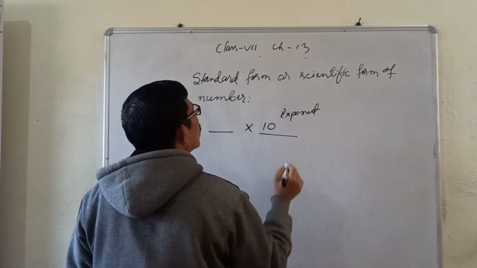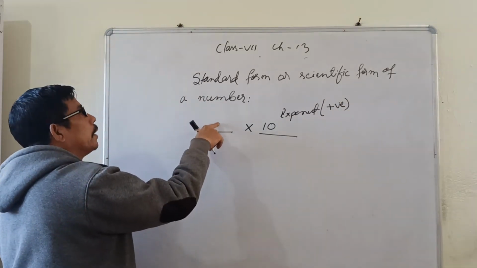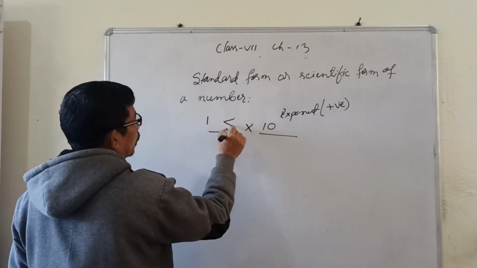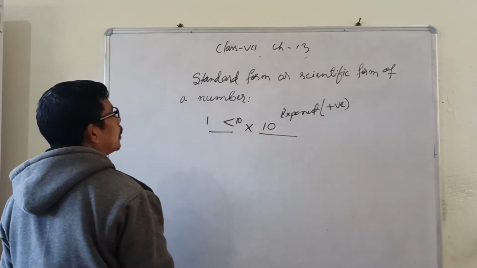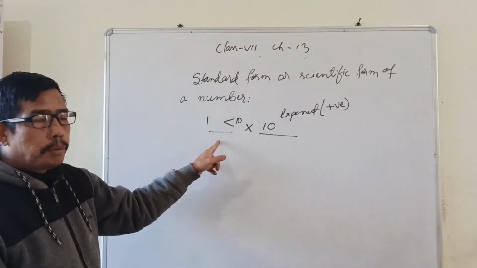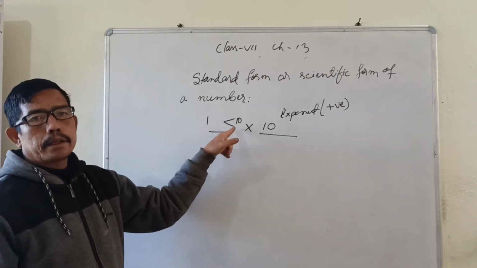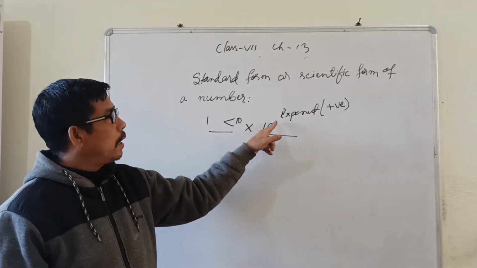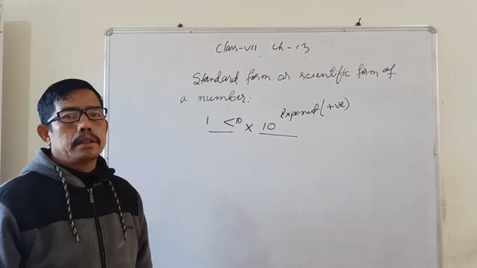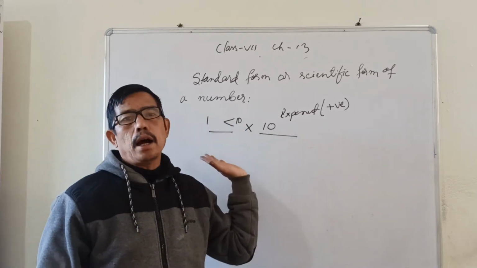exponents, positive exponents. And the other number should be starting from 1 but less than 10. In the first position, the number that should come should be less than 10, starting from 1. And the right side number should be 10 raised to some positive numbers, positive integers. Then we say that the number is in the standard form.